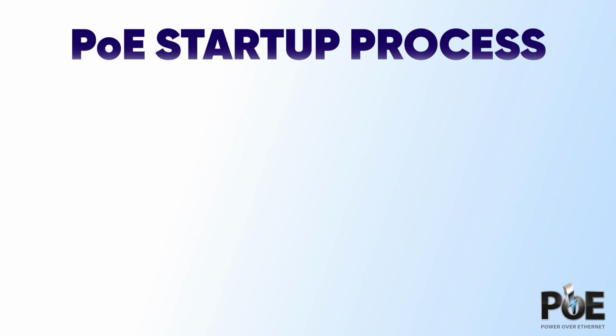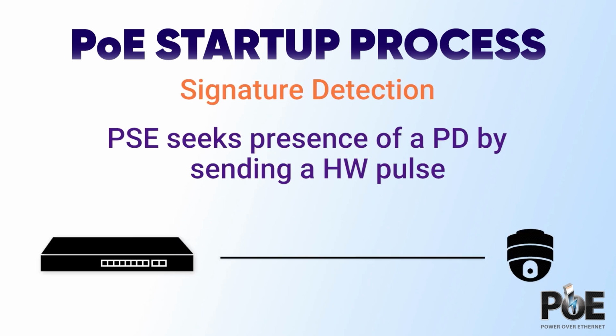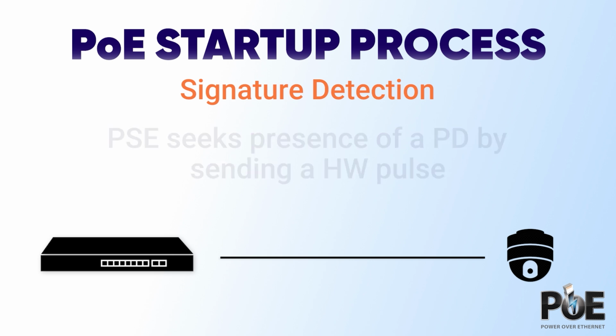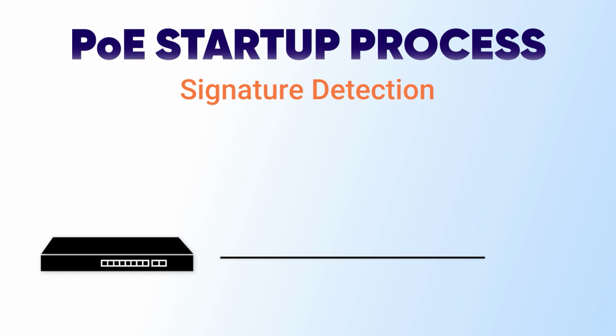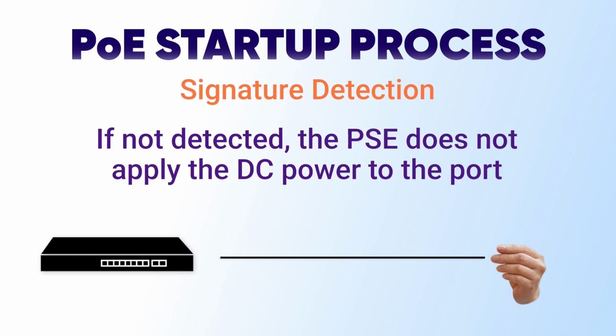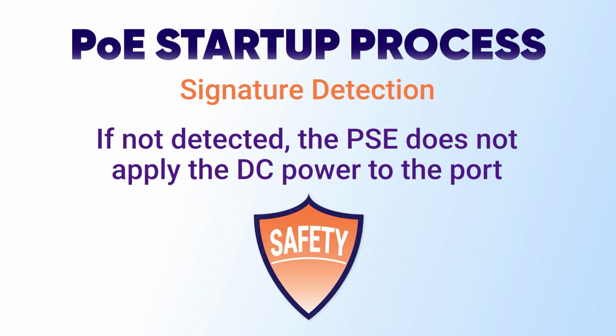The PoE startup process begins with signature detection. During signature detection, the PSE seeks the presence of a PD by sending an electrical pulse down the cable, looking for a specific resistance signature. If successful, the PSE knows it's connected to a valid PD and proceeds to apply the DC power. Should a person touch the RJ45 electrical contacts with their fingers, the PSE would not apply the DC power because the specific PD signature is missing. This is one of the safety aspects built into the IEEE standards.